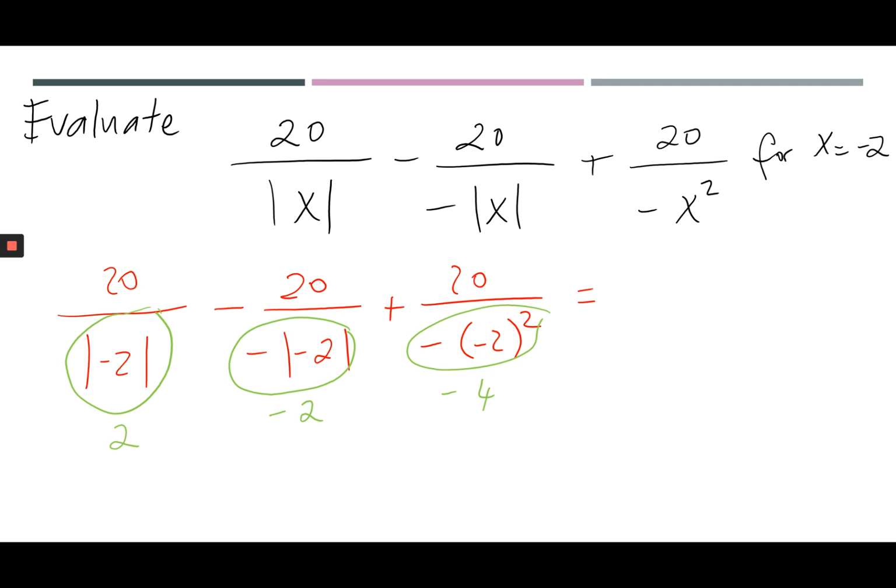20 divided by 2 is 10. Negative 20 divided by negative 2. Again, this negative comes from the question. I just already put it down here. 20 divided by negative 2 is going to be negative 10. 20 divided by negative 4 is negative 5. So 10 plus 10 is 20, plus negative 5 is 15.